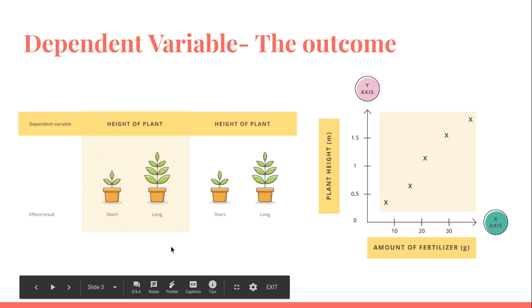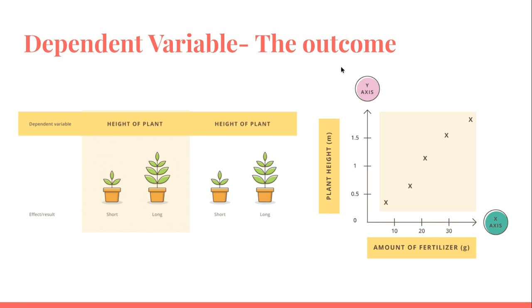The dependent variable is the outcome. This is the result of your independent variable. So if you chose your independent variable to be the amount of water, you're trying to determine how tall the plant grew. If you gave a plant a little bit of water, the dependent variable is it was short. If you gave the plant a lot of water, the dependent variable was the plant was taller. The height of the plant was the dependent variable.